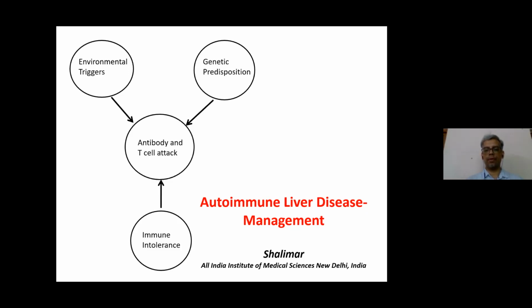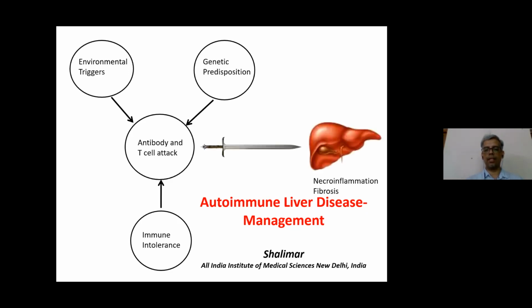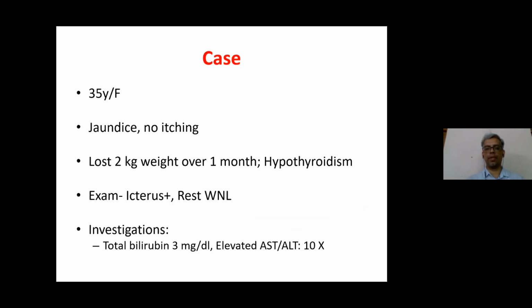Loss of immune tolerance leads our body to attack its own organs. So we have an antibody and a T cell attack on the liver, leading on to necroinflammation and fibrosis. And this is what we see clinically as autoimmune hepatitis.